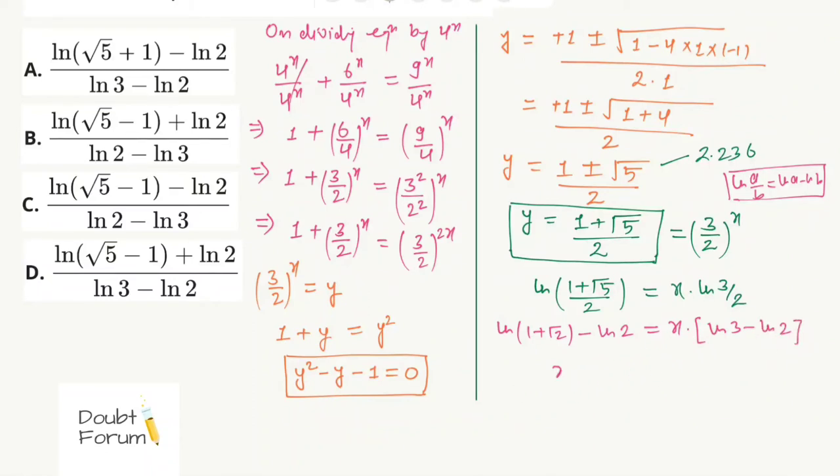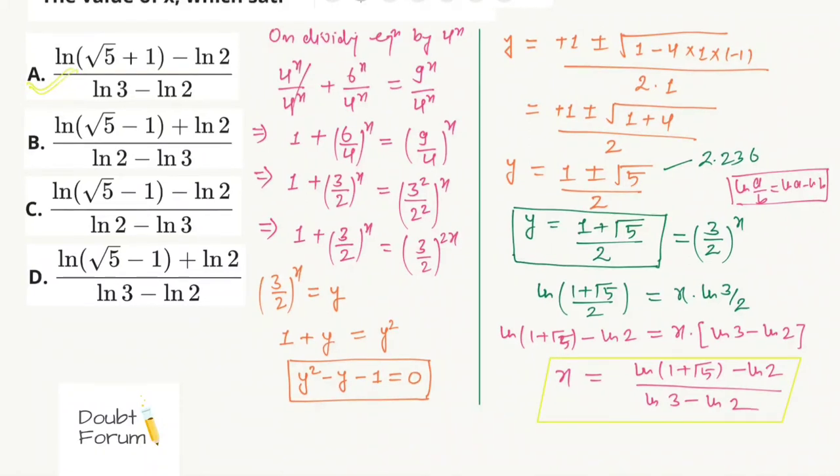Or from here we can get the value of x as ln(1 + root 5), this is under root of 5, minus ln 2, divided by this number, ln 3 minus ln 2. So this is our answer. So if we try to match it with the options, option A would be the correct one.